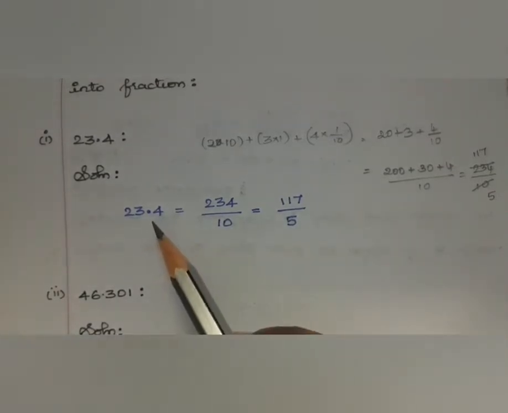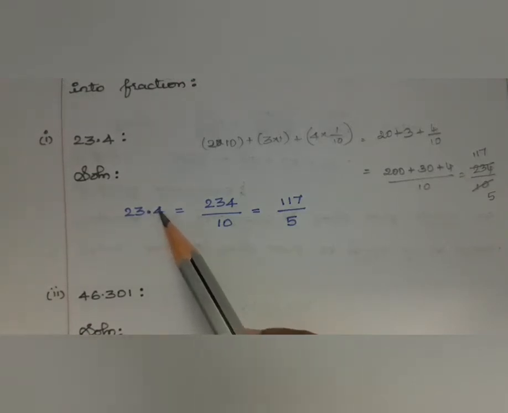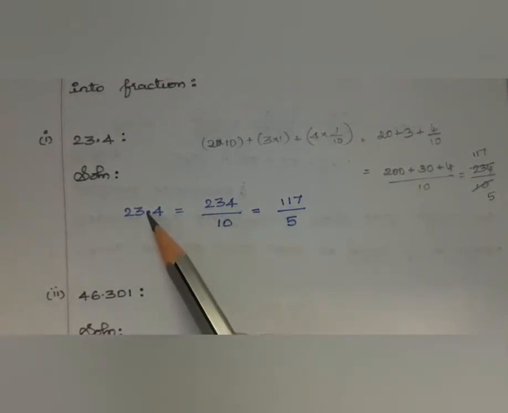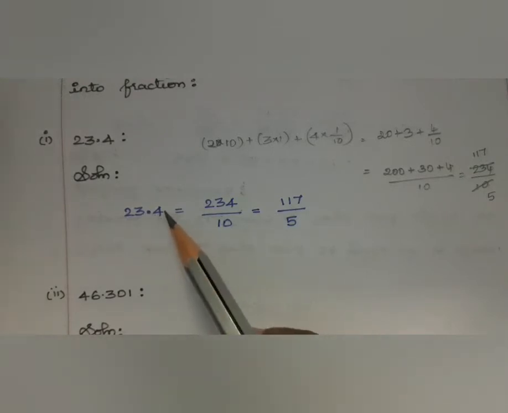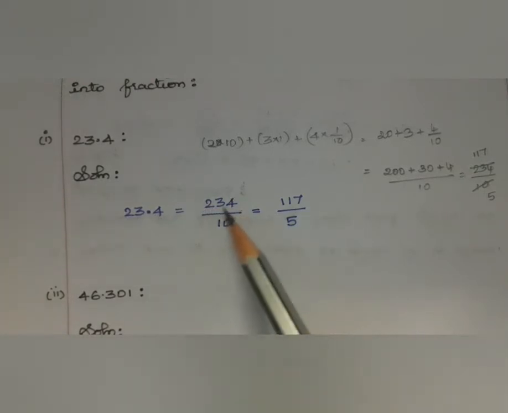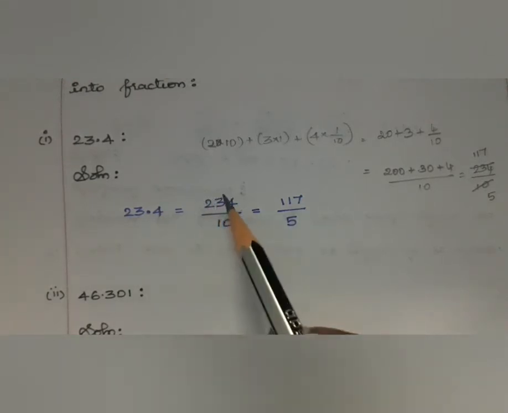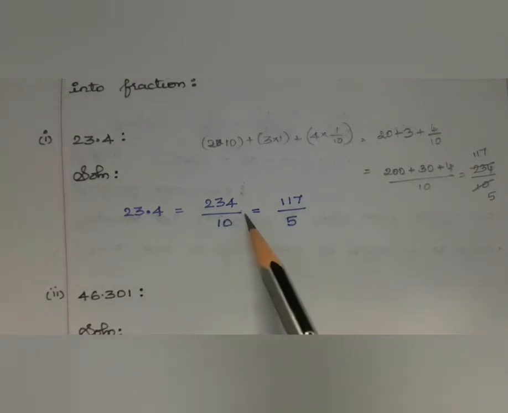Okay, so 23.4, we have one number next to the decimal point, right? Therefore you have to write this as a whole number and divide it by 10. If after the decimal point we have two numbers, then make the number a whole number and put that many zeros. So if it is 2 decimals, then put 100. If it is 3 decimals after the decimal point, then put 1000. Here after the decimal point one number is there, therefore write it as a whole number and divide it by 10. So when you simplify you will be getting 117 by 5.